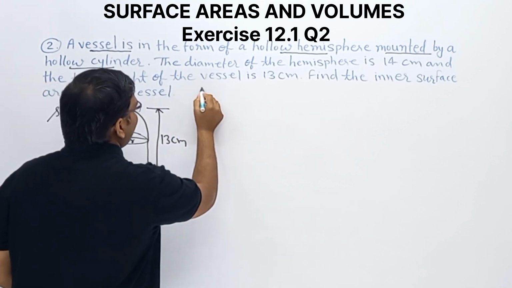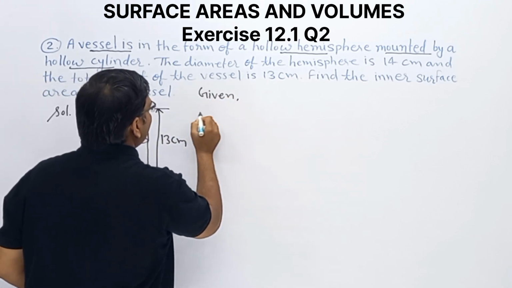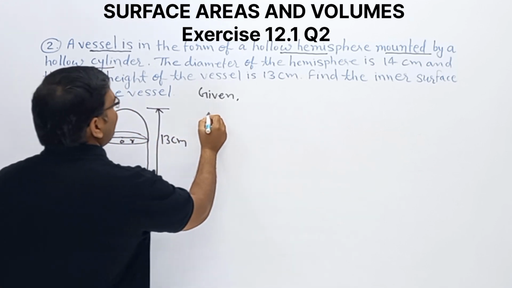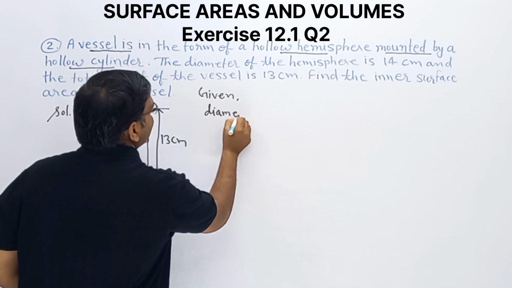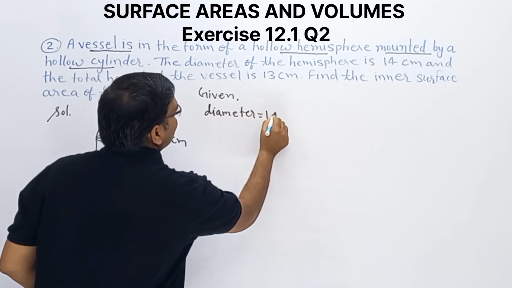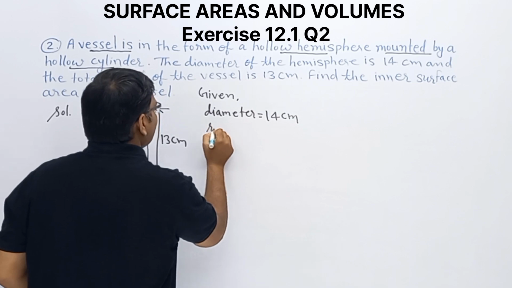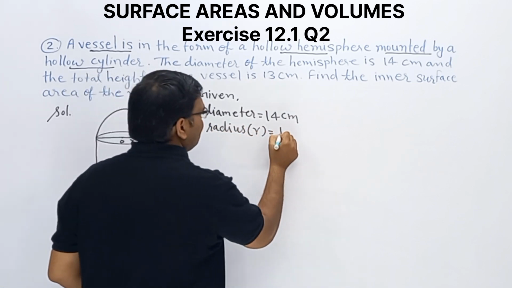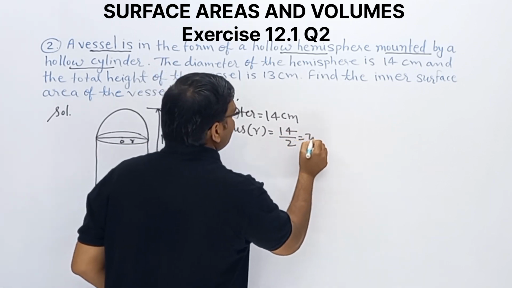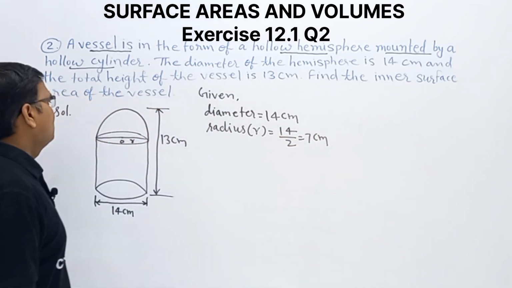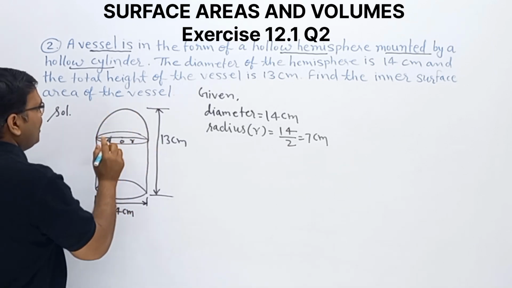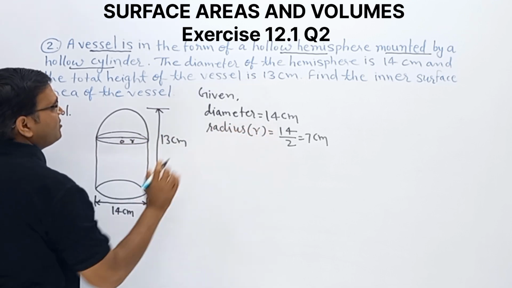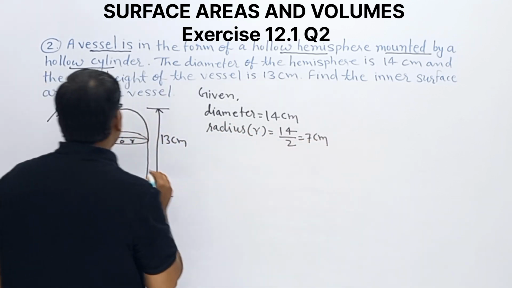Observe what things we are having. Given: the diameter of the hemisphere is 14 centimeter. So the radius r will be half of the diameter, 14 by 2 equal to 7 centimeter. This is the hemisphere, its diameter is 14 centimeter, so the radius will be 7 centimeter.